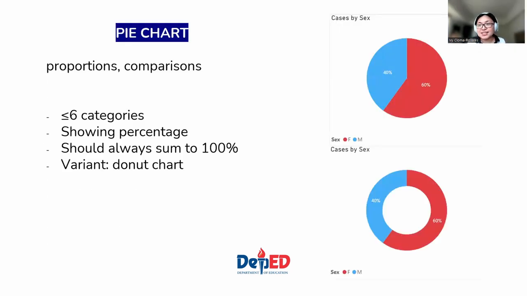Okay, first is the very well-known pie chart. And in fact, nowadays, we don't like to use pie charts anymore. We like donut charts, okay, which is a variant of pie charts. So this is useful for proportions and comparisons. But if you will use a pie chart, it has to be at most 6 categories only, 6 or less, okay? If you have too many slices, it will be very confusing. So it should show percent and therefore should sum to 100%.